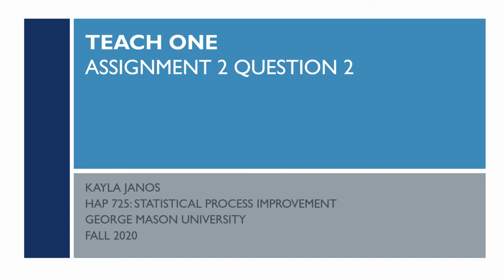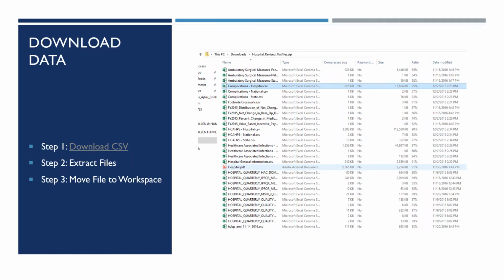Today I will be reviewing assignment number 2, question number 2 for our course. In order to complete this assignment, you will need to download the data, which is located at the download CSV link on our Open Online Courses website. I've also included it as a hyperlink in this presentation.